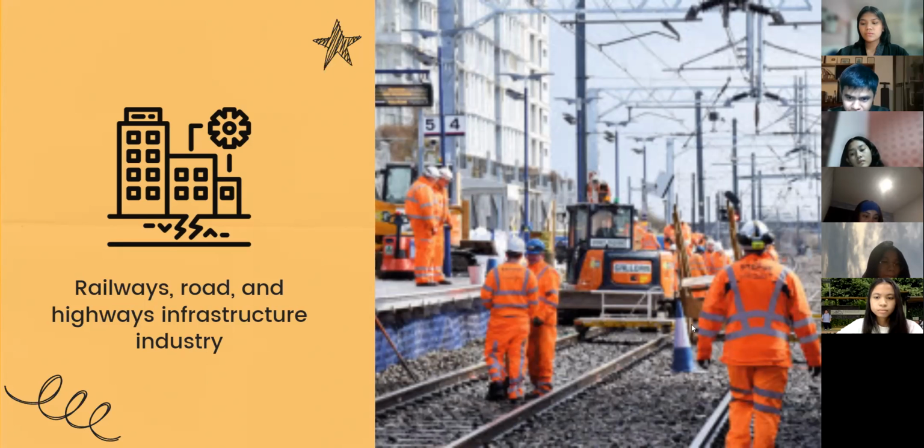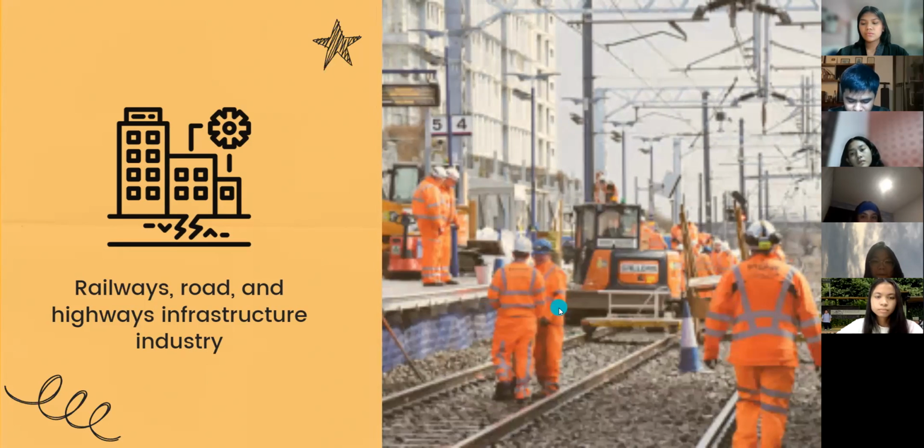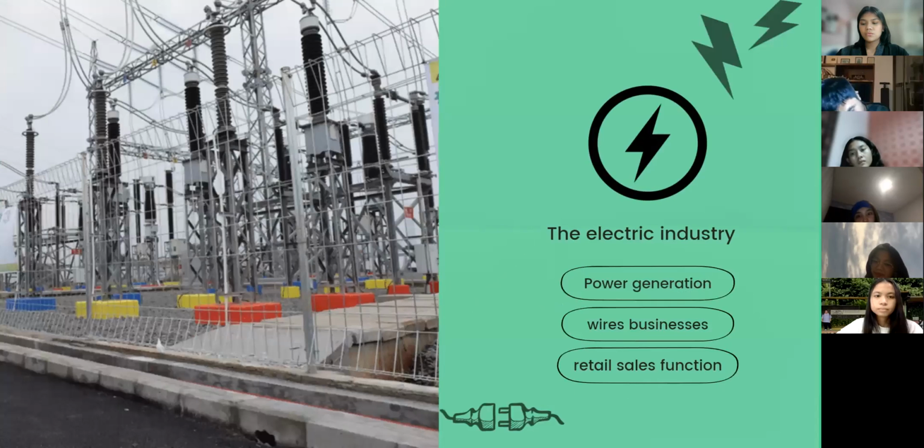Next. The second one is the electric industry. So there are three functions of the electric industry that operate as a natural monopoly. The first one is power generation, because it is less expensive for one firm to operate a few large power plants than if many firms operate smaller power plants. This leads to natural monopoly.